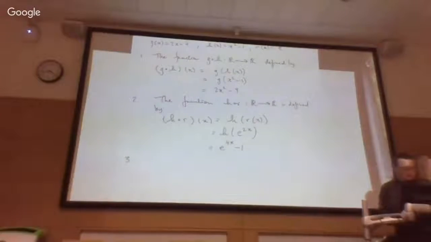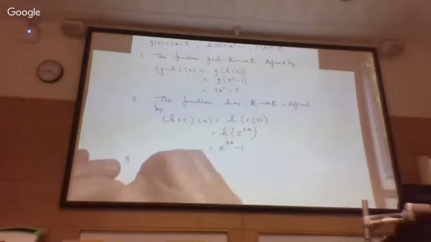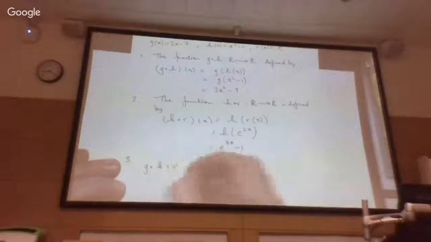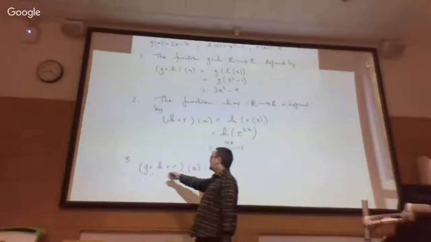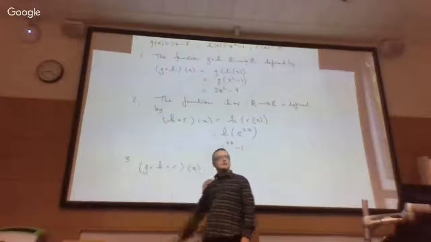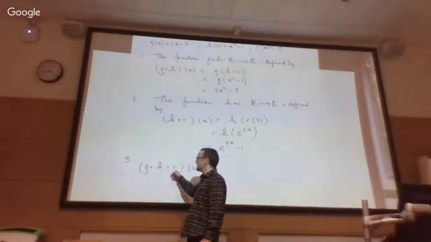Do this third example. g after h after r. Okay, so it's a triple composition. You'll notice that I haven't put any brackets here. I've just put the three functions down in a row.